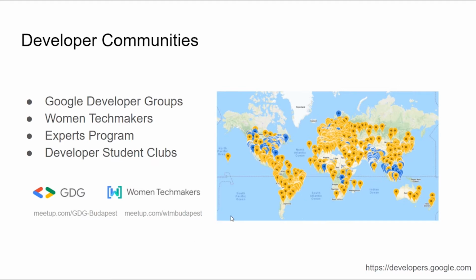And I myself, I'm the organizer of the GDG Budapest community, the Google Developers Group's Budapest community, and we have just kicked off the brand new Women Techmakers community. You can find the links below the logos if you want to learn more about these communities, and if you're interested in more details about the Google Developer communities, you can find a link at the bottom right corner, developers.google.com, where you can learn more about the Google community programs.